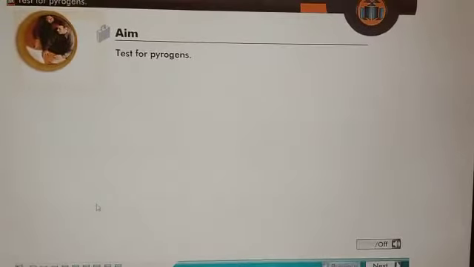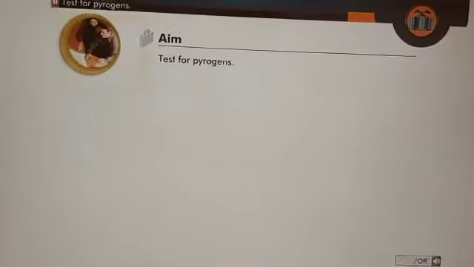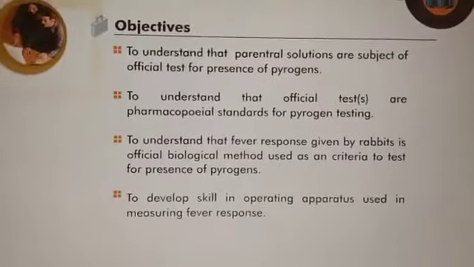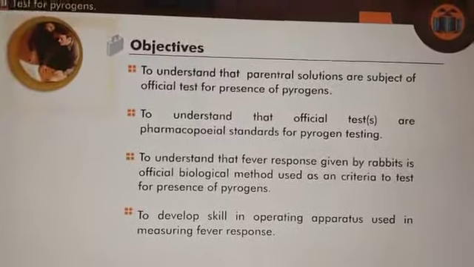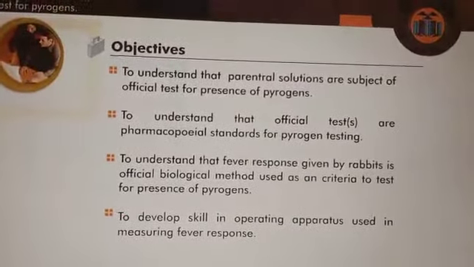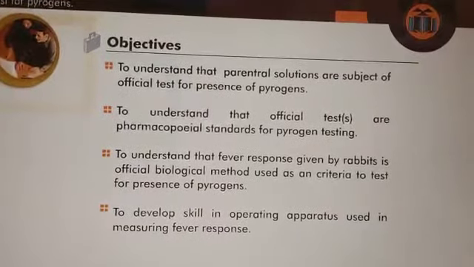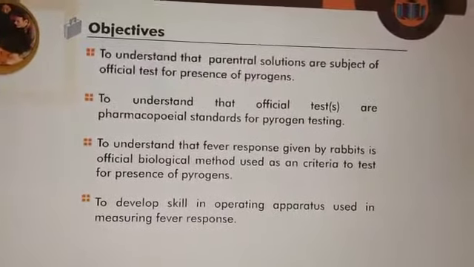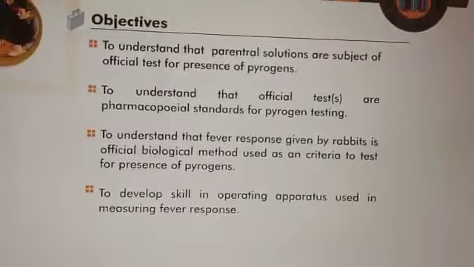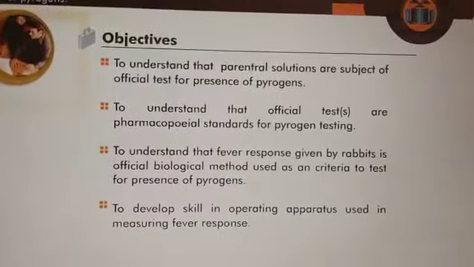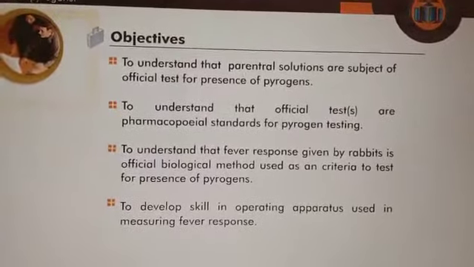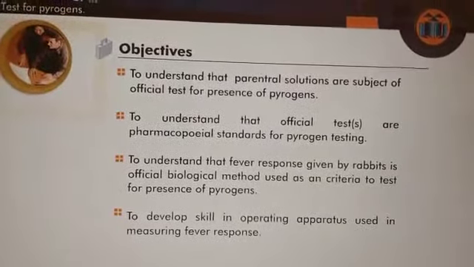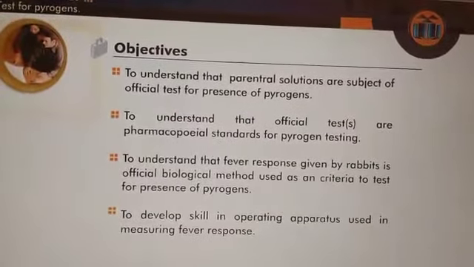The topic of this experiment is the test for pyrogens. The objectives of this experiment are to understand that parenteral solutions are subjected to an official test for the presence of pyrogens, to understand that official tests are pharmacopoeia standards for pyrogen testing, to understand that the fever response given by rabbits is the official biological method used as a criterion to test for the presence of pyrogens, and to develop skill in operating the apparatus used in measuring the fever response.